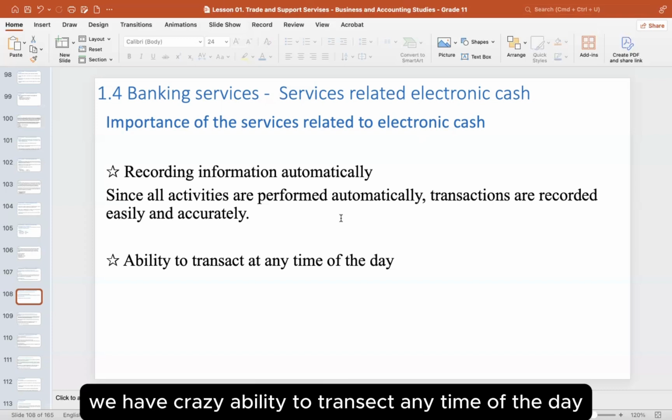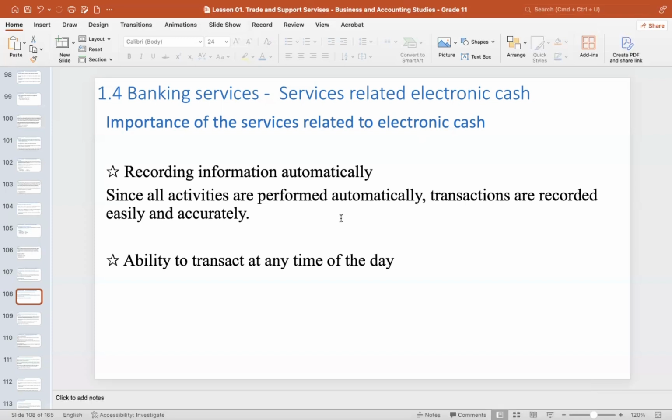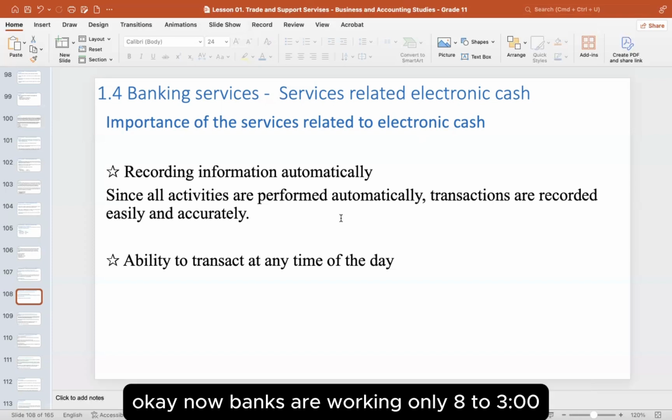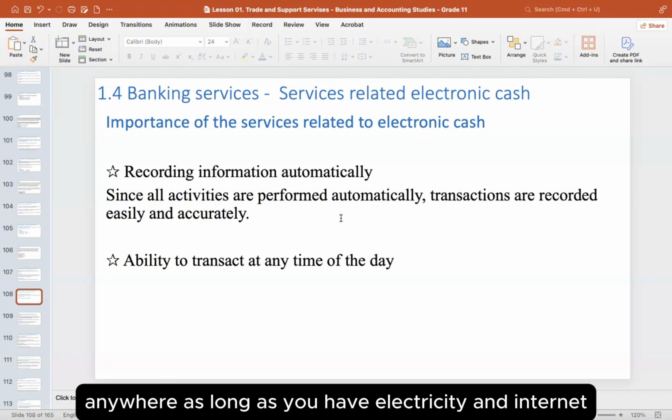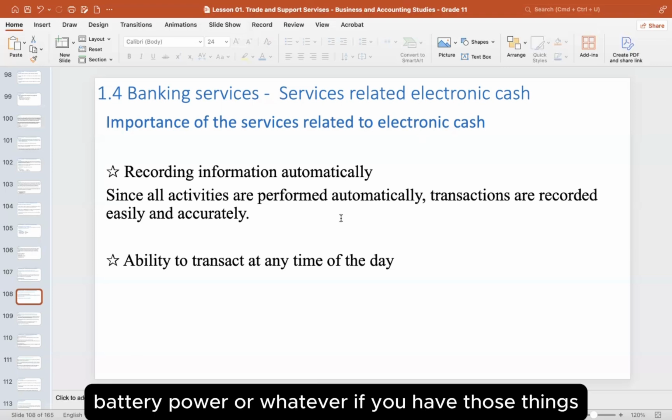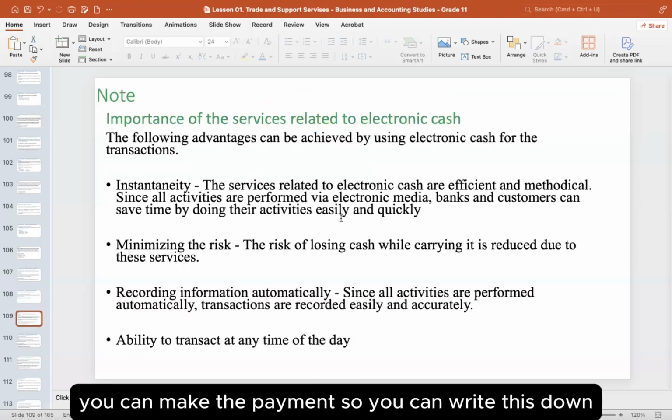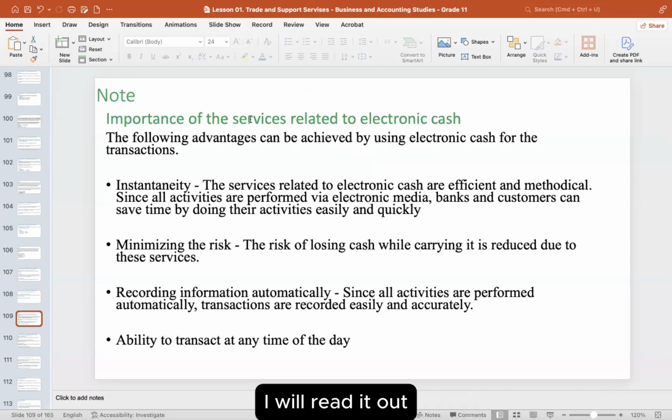Ability to transact any time of the day. Okay, now banks are working only 8 to 3 o'clock, I think. So if you are using electronic cash, you can make the payment anytime, anywhere, as long as you have electricity and internet. Okay, battery power or whatever. If you have those things, you can make the payment. So you can write this down. I will read it out.